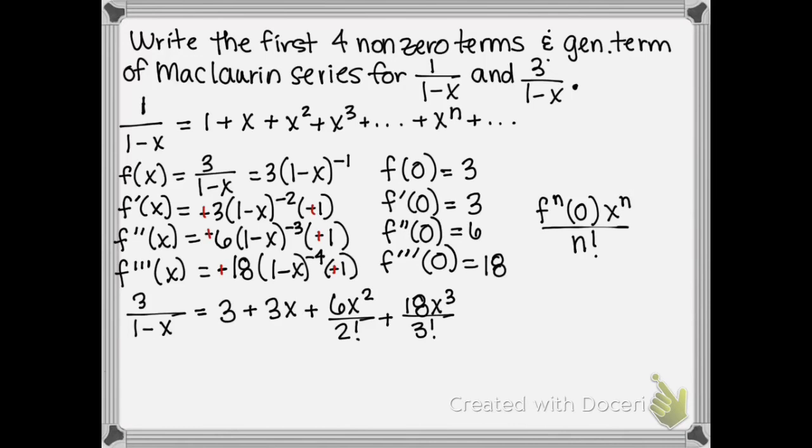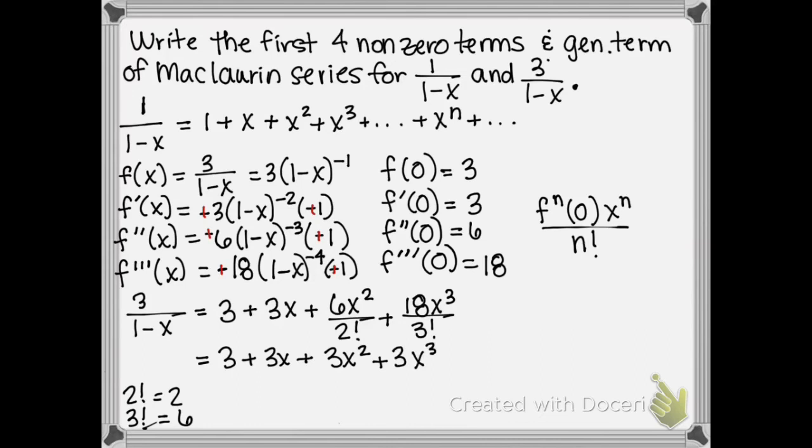So before we do our general term, let's go ahead and reduce these. So we have 3 plus 3x plus 2 factorial is just 2, so this reduces to 3x squared. 3 factorial is equal to 6. So 18 divided by 6 just leads us to 3.